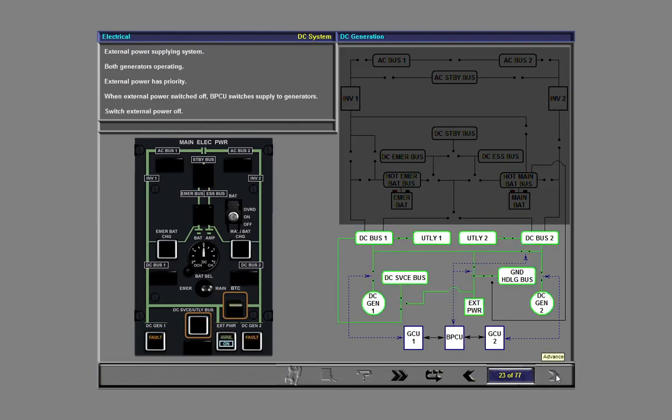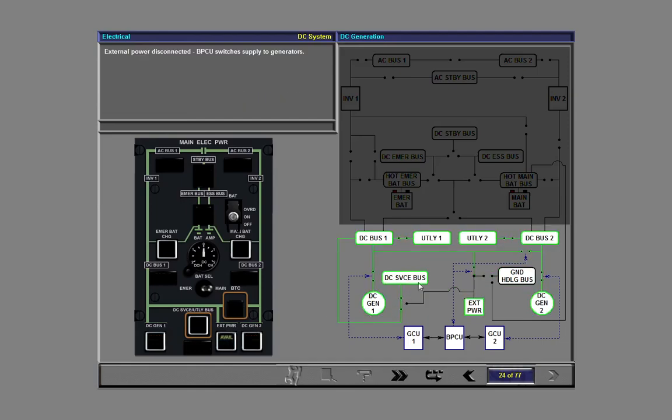Now we will consider an example of the function of the BPCU. Currently, external power is supplying the system. Both generators are also operating. External power has priority over the generators. When external power is switched off, the BPCU ensures supply by switching it to the generators. Now, switch external power off.